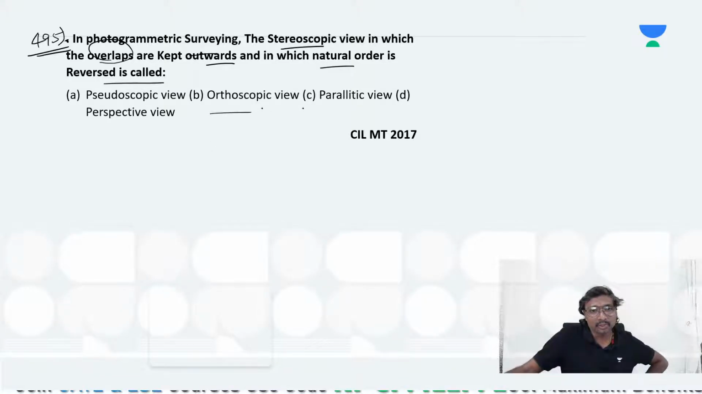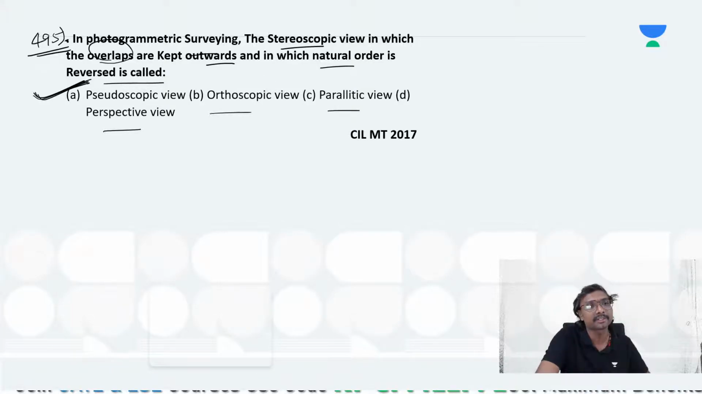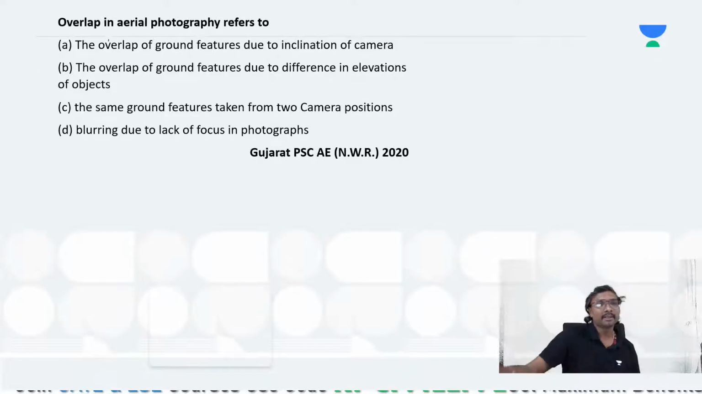Can you call it orthoscopic, paralytic, or perspective view? No, you call it the pseudoscopic view, right? Pseudo means that is not existing actually. In reality it is existing from left to right, but you are arranging them right to left, like that. So therefore it is not the exact view, it is a pseudo view, if you just observe. That is 495.